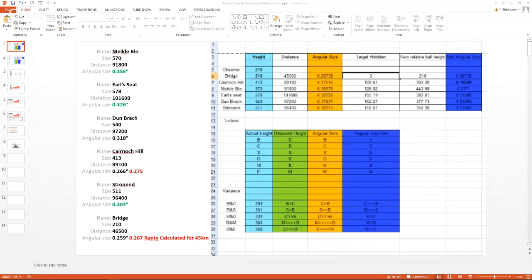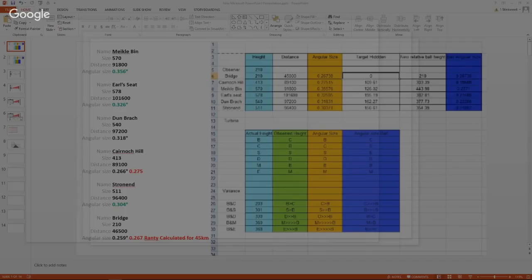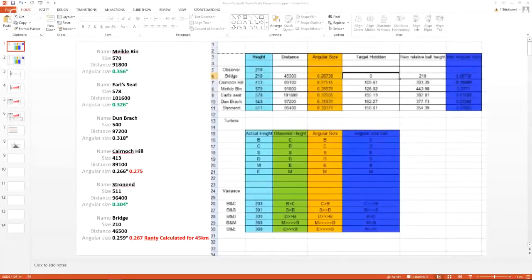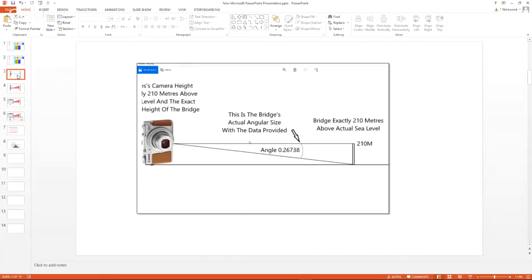Now, what Ranty did was he put on this presentation about angular size, and he wants to use that as a way to test the heights of the objects in Miles Davis's photo, which is cool, you know, if you do it right. But if you don't do it right, then what's the point?